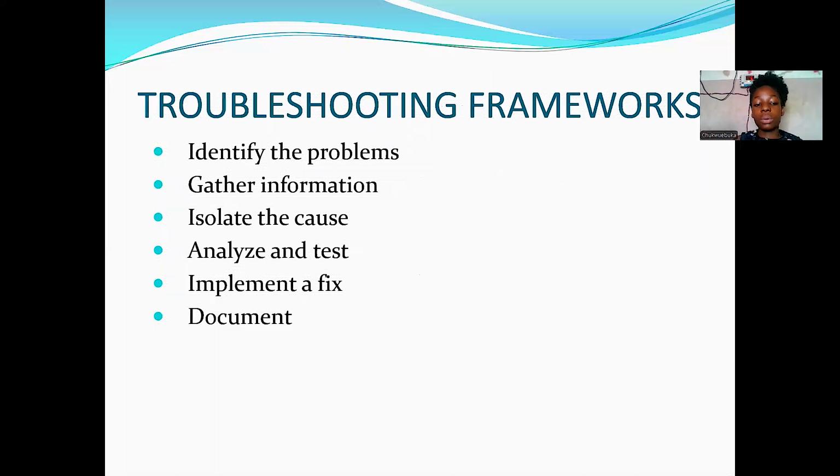Identifying problem: knowing where the problem is from. Gather information: knowing what is causing the problem. Isolate the cause. Analyze and test, then implement a fix. Then your document is ready.